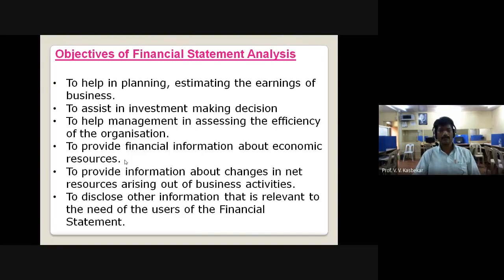Okay, then providing information about changes in net resources arising out of business activities. Again, we can get information about the resources, various resources or changing resources, maybe assets, maybe sale, maybe purchase, or arising out of business activities. Whether the business activities are changing, we can get information from these financial statements analysis.